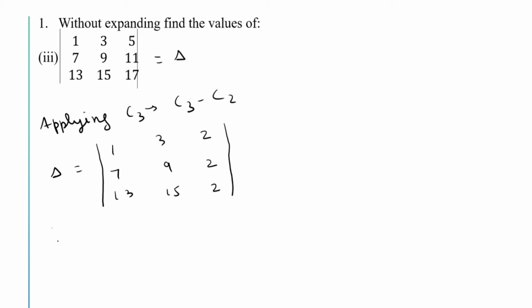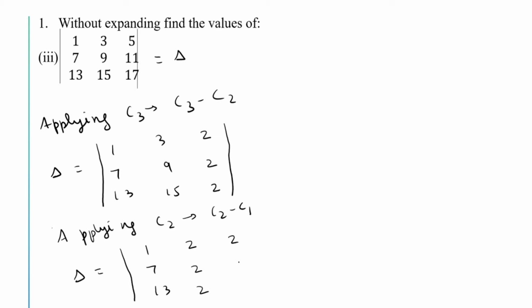Now we can do, applying C2 changing to C2 minus C1. So delta will be 1, 7, 13. Here C2 changing to C2 minus C1 means 3 minus 1 is 2, 9 minus 7 is 2, 15 minus 13 is 2. So here also 2, 2, 2. So this is equal to 0, since C2 and C3 are identical.